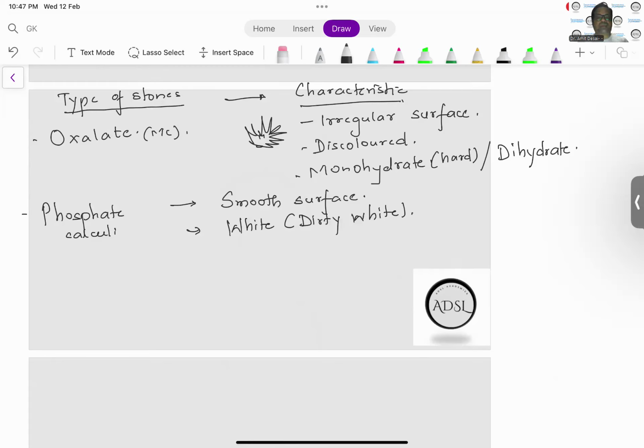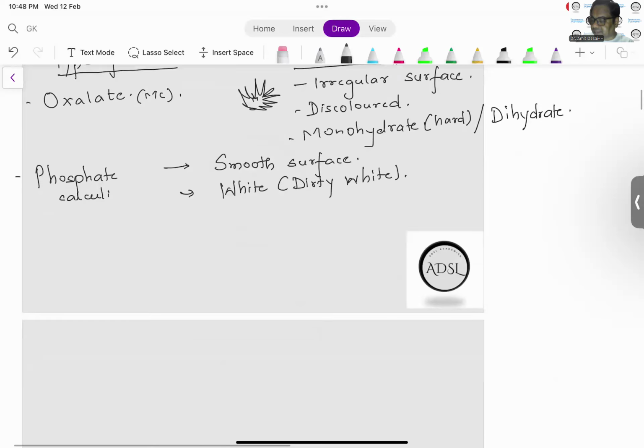Now, imagine there is this oxalate stone, which is causing a lot of hematuria. The moment there is hematuria, the person rushes to a doctor, gets investigated, finds out that there is a calculus and gets treated. But in phosphate calculi, because the surface is smooth, they don't harm the mucosa initially, so they grow to a large extent and staghorn calculi can be formed.